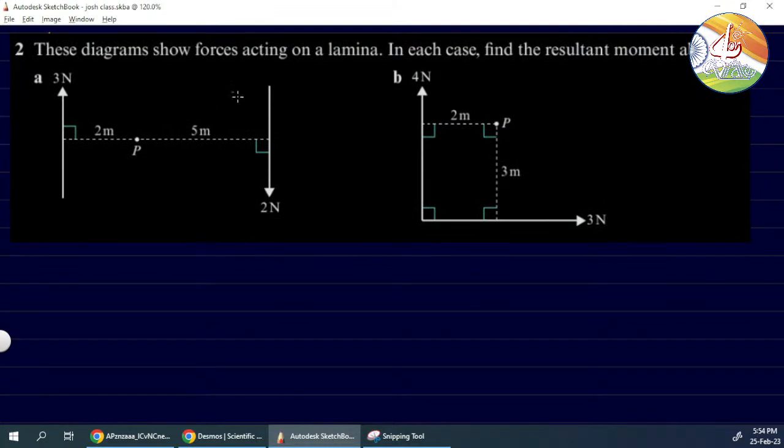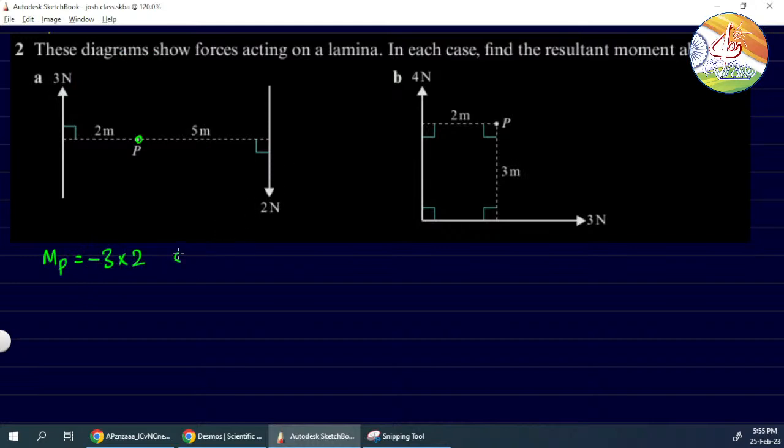So these diagrams show forces acting on a lamina. In each case, find the resultant moment about point P. Okay, so moment about point P. The first force is 3 and the perpendicular distance from P is 2. This one is moving in clockwise direction, so minus.